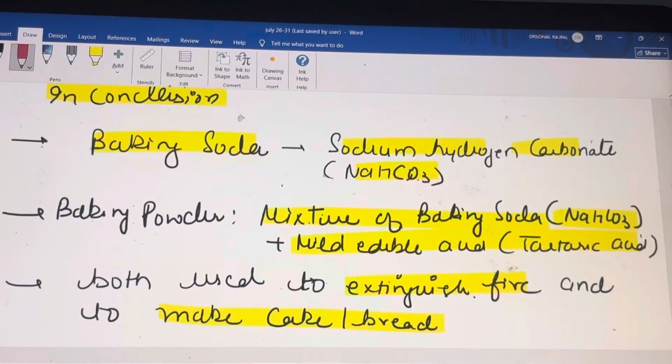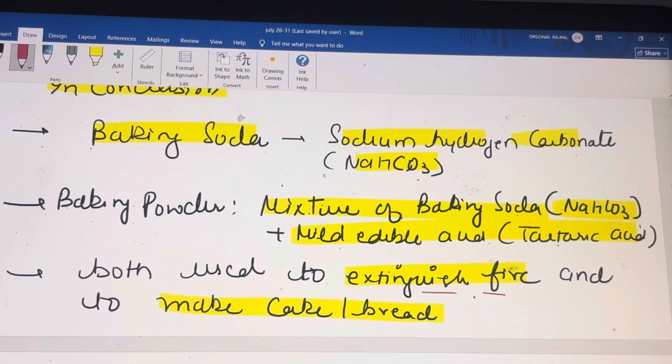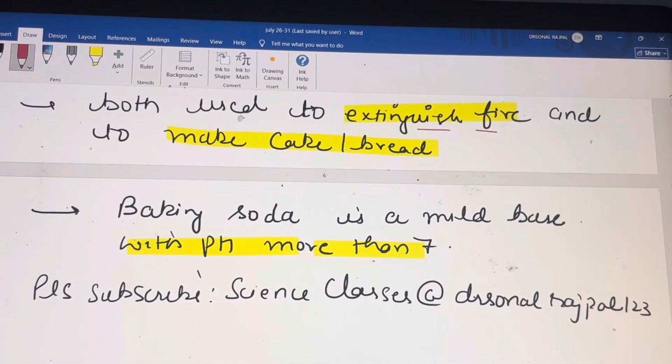So in conclusion I want to say baking soda is sodium hydrogen carbonate and the baking powder is a mixture of baking soda and mild edible acid, which is tartaric acid or citric acid, and both these are used to extinguish fire and to make cake and bread. And baking soda is a mild base with pH more than 7, and it is also used as an antacid, which I already explained above.